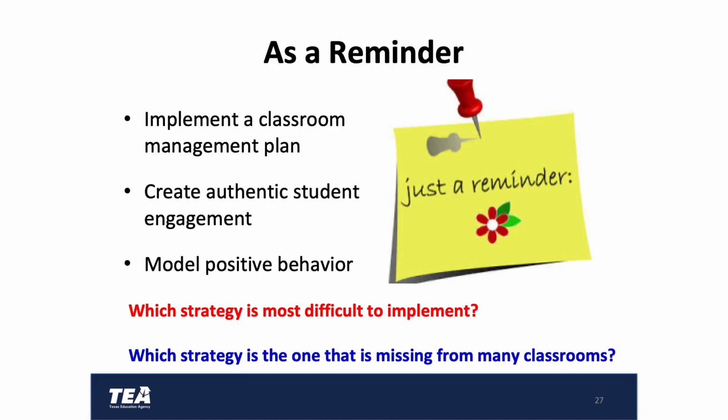So this is just a reminder that we want to implement a classroom management plan. Implementing a classroom management plan, creating those authentic student engagement activities, those assist with the structure as well, and then modeling positive behavior, having those positive behavior incentives built into your classroom system is very, very important, PBIS. So in your group, let's talk about those three aspects. Which one do you think is most difficult for teachers to implement? Would it be the classroom management plan, the authentic engagement pieces, or would it be modeling positive behavior? Which one do you think is most difficult for teachers to implement?